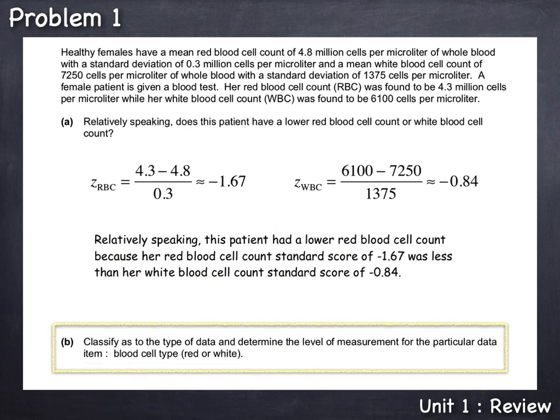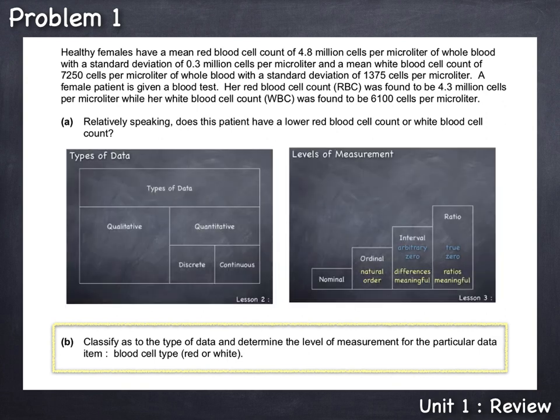Classify as to the type of data and determine the level of measurement for the particular data item, blood cell type, that is, whether it's a red or a white blood cell. Here we're being asked to do two things. 1, classify the data by type, and 2, classify the data by its level of measurement.